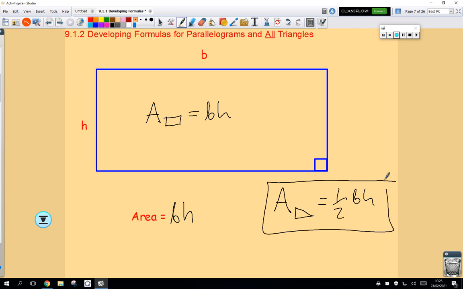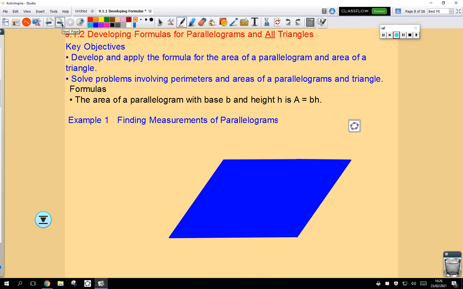Okay, so know those formulas. Get used to trying them out. In our next class, we'll start looking at formulas for parallelograms and all triangles, not just right triangles.